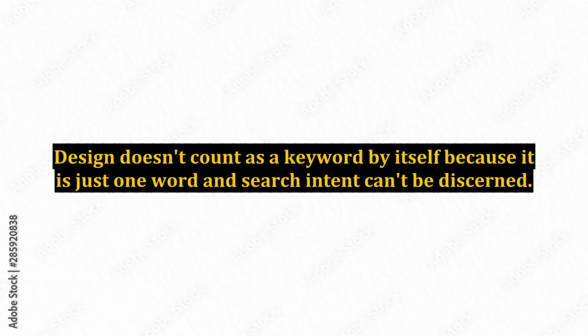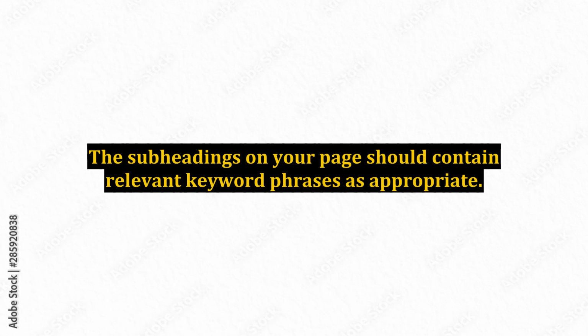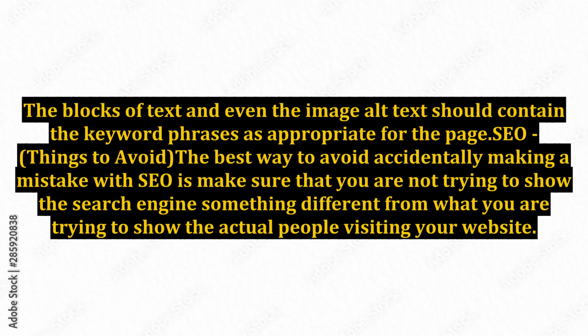In the first example of the URL, you will notice that there are no keywords in the address. Design doesn't count as a keyword by itself because it is just one word and search intent can't be discerned. In the second example, the search engines are able to see from the URL that the page is about interior design for offices. The title of your page should contain your primary keyword phrase. The subheadings on your page should contain relevant keyword phrases as appropriate. The blocks of text and even the image alt text should contain the keyword phrases as appropriate for the page.